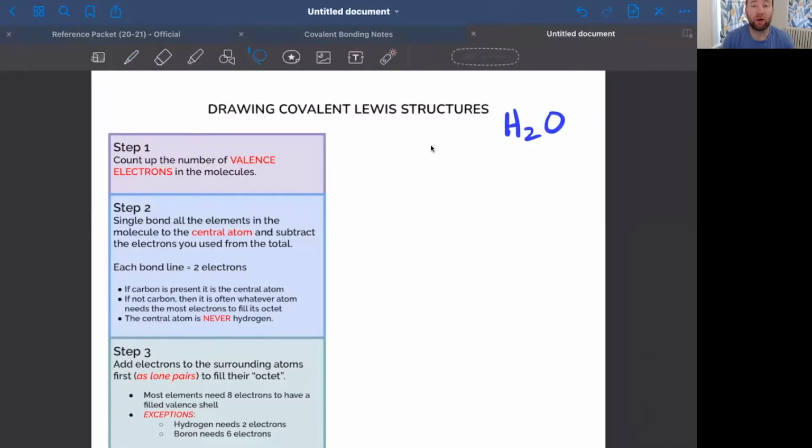So to talk about how we'll draw these Lewis structures, let's start with the molecule you guys are most familiar with, water. There's a pretty easy procedural process for drawing these Lewis structures, and it begins with counting up the number of valence electrons in the molecule. My water molecule has 2 hydrogens and an oxygen. Each of those hydrogens has 1 valence electron, and the oxygen has 6 valence electrons. So the total number of electrons in a water molecule would be 1 plus 1 plus 6, which equals 8 electrons.